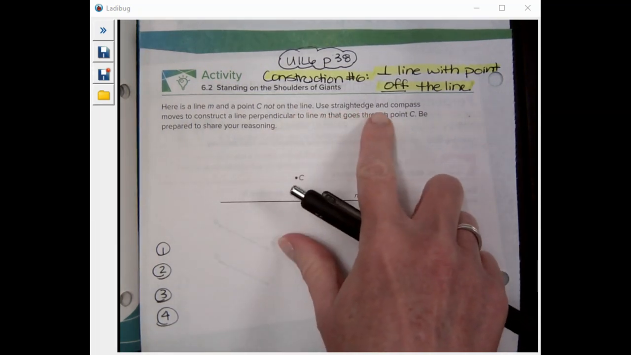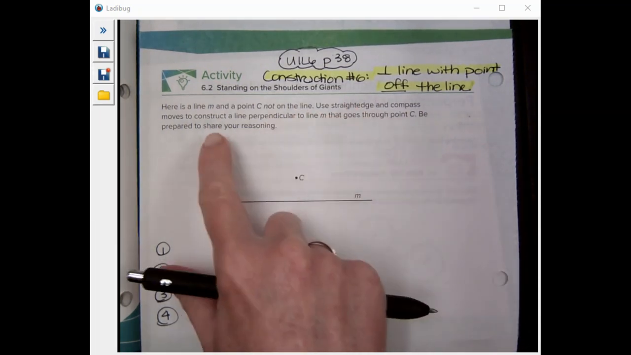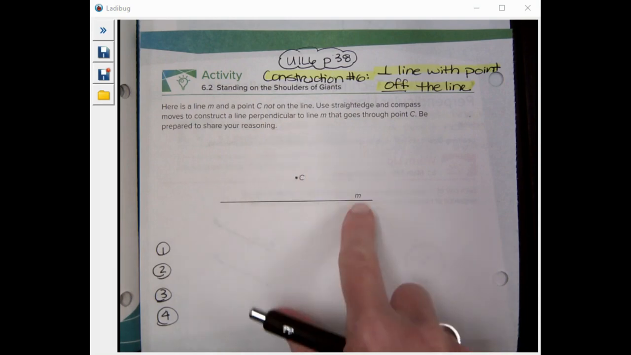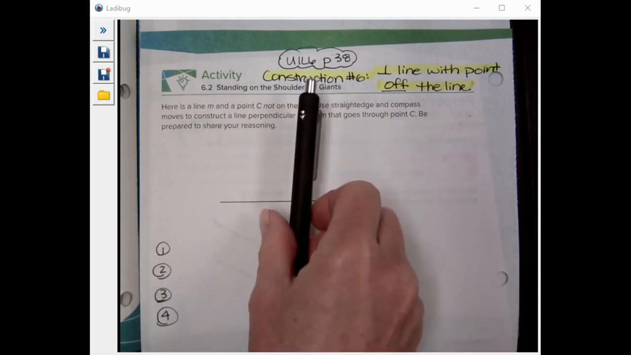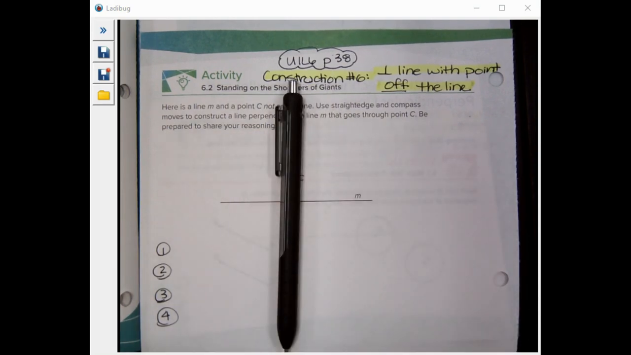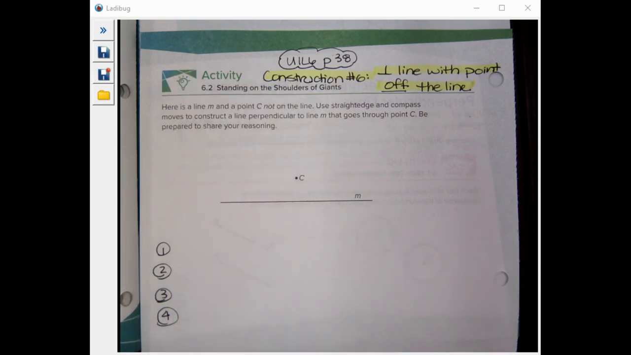We are going to use our straight edge and compass again today to construct a line perpendicular to M that goes through C. So I'd like to draw a perpendicular line right there, but I can't draw it freehand. I have to have all the construction marks. I've got to have the circles or the arcs, and I've got to show all my steps. So let's take a look at how we can do that.